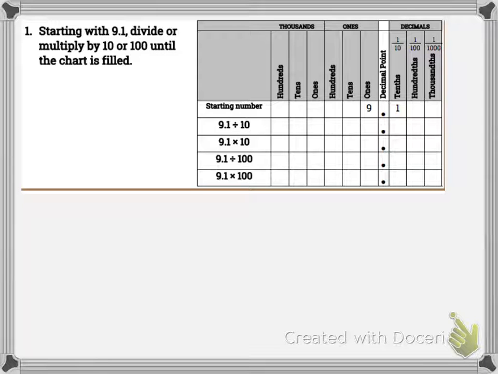So we're just going to take this one at a time. So we're going to start with this one. 9 and 1/10 divided by 10. Now we talked the other day, and you have it in your notes, what you do when you multiply or divide by 10 or 100 or 1,000. You're going to move the decimal over.